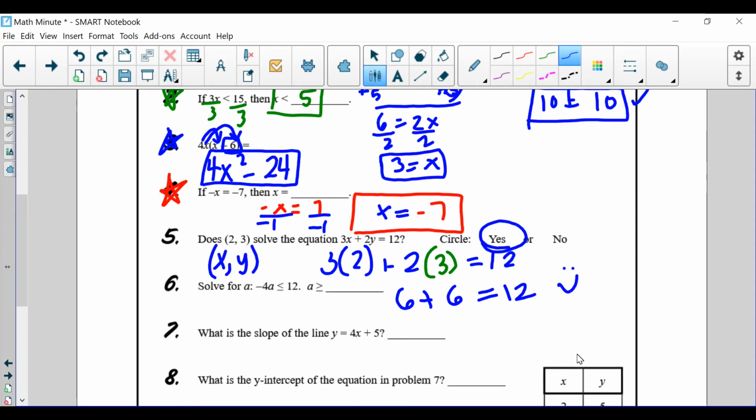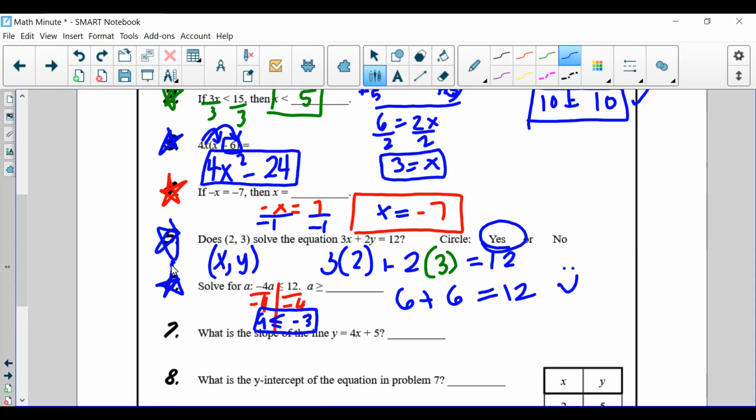Alright, and continuing on to number 7. Number 7, we can always divide by that negative 4. What we do to one side, we do to the other, and we end up getting a is less than or equal to negative 3. Alright, so far so good.